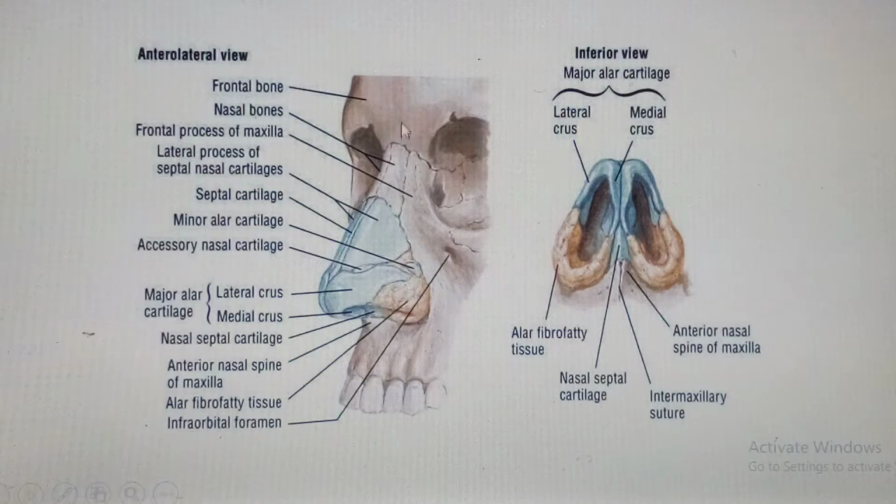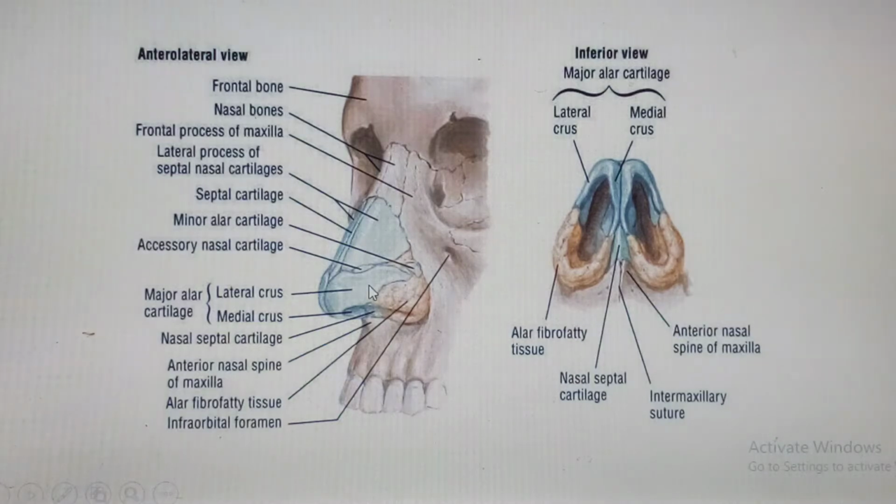So it means that the radix, or the root of the nose, is essentially bony, deep to the skin. That is the bone component. But in the dorsal aspect, we have the lateral processes coming from the septal cartilage. I'll show you the septal cartilage, but essentially you can simply call them the lateral nasal cartilages in the dorsal aspect of the nose.